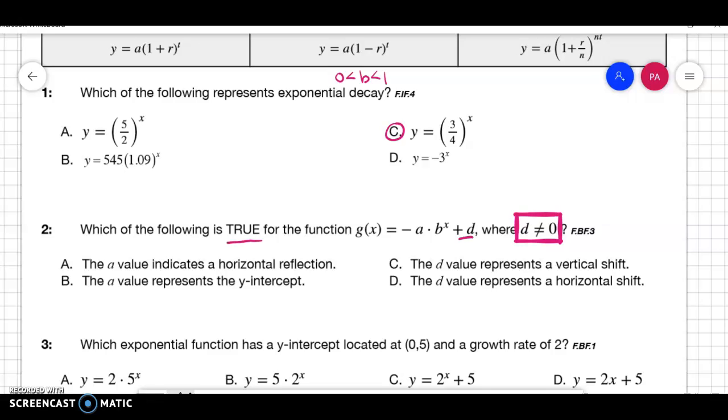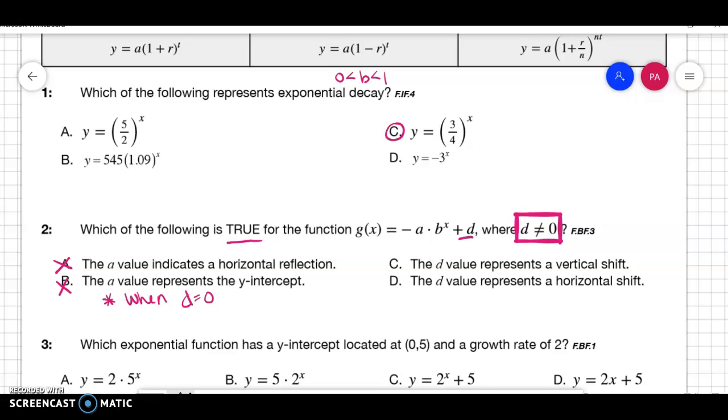The A value indicates a horizontal reflection. No, it was never a horizontal, it's always a vertical, so that is not true. The A value represents the y-intercept. Remember, it can, but that's when D equals 0. So if you thought it equaled the y-intercept, you're correct, but it's when D specifically equals 0. So that's why that one is actually not true in this case, all right?